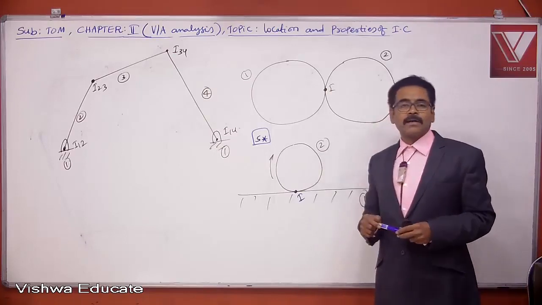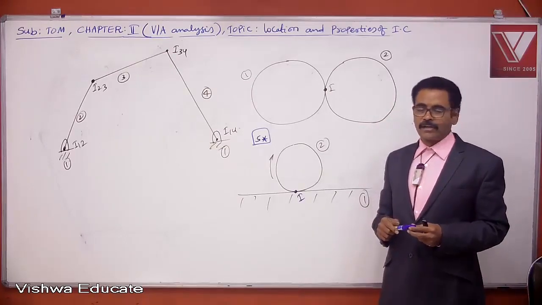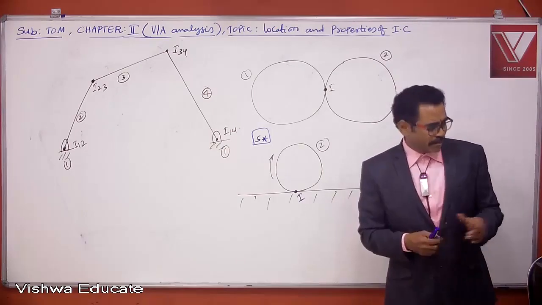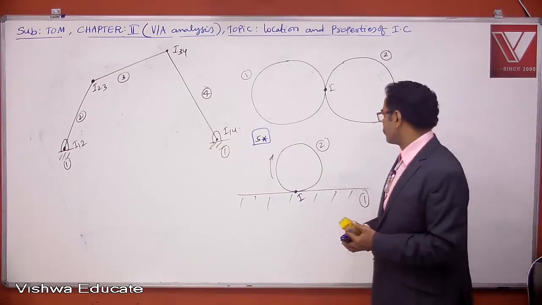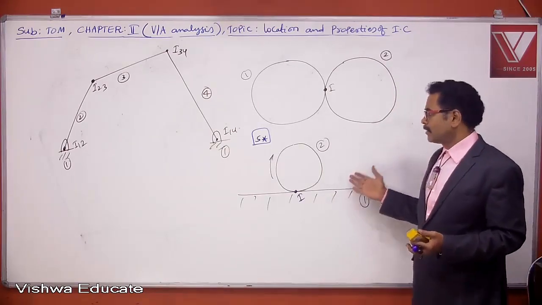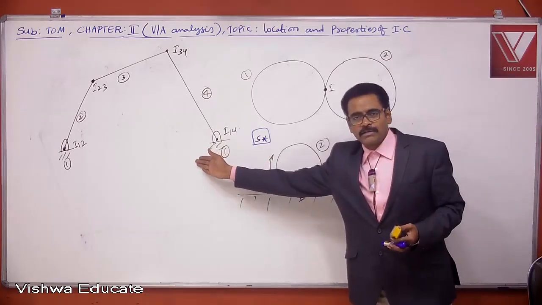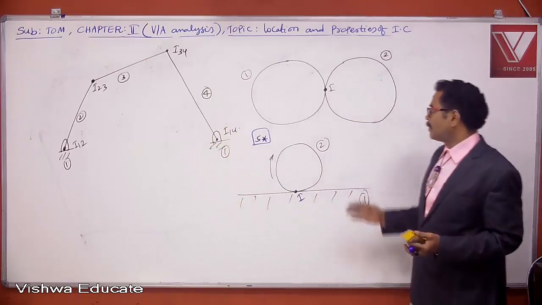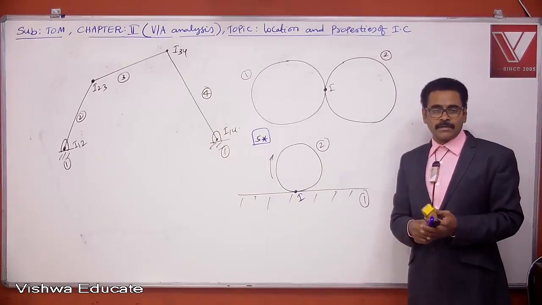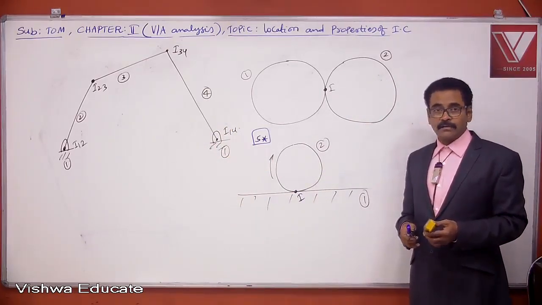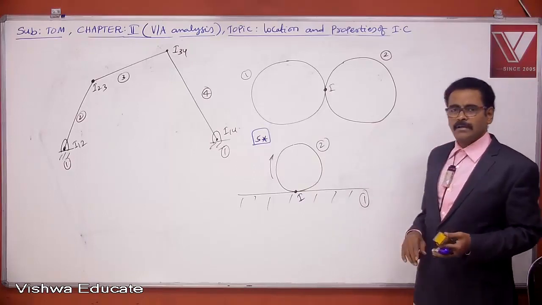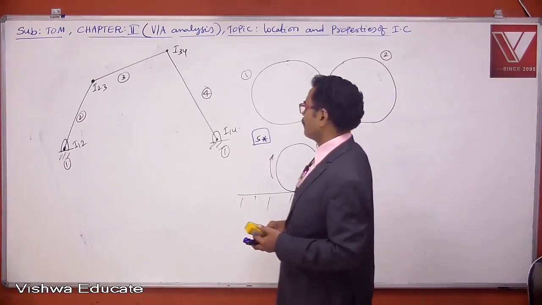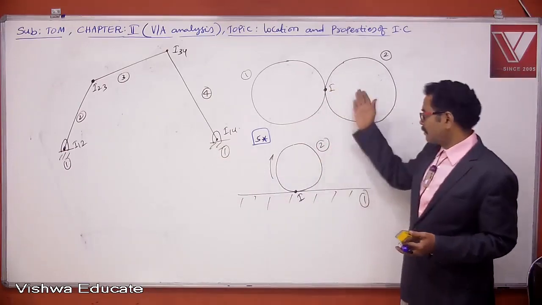So whenever two bodies are having pure rolling motion, their common IC always lies at the point of contact. If you want to copy, you can copy. This is regarding pin joints: when two bodies are connected with a pin joint, their IC lies at the center of the pin. When two bodies are having pure rolling motion, their IC lies at the point of contact. Roughly you copy, don't take much time. First copy this, then you may copy this.